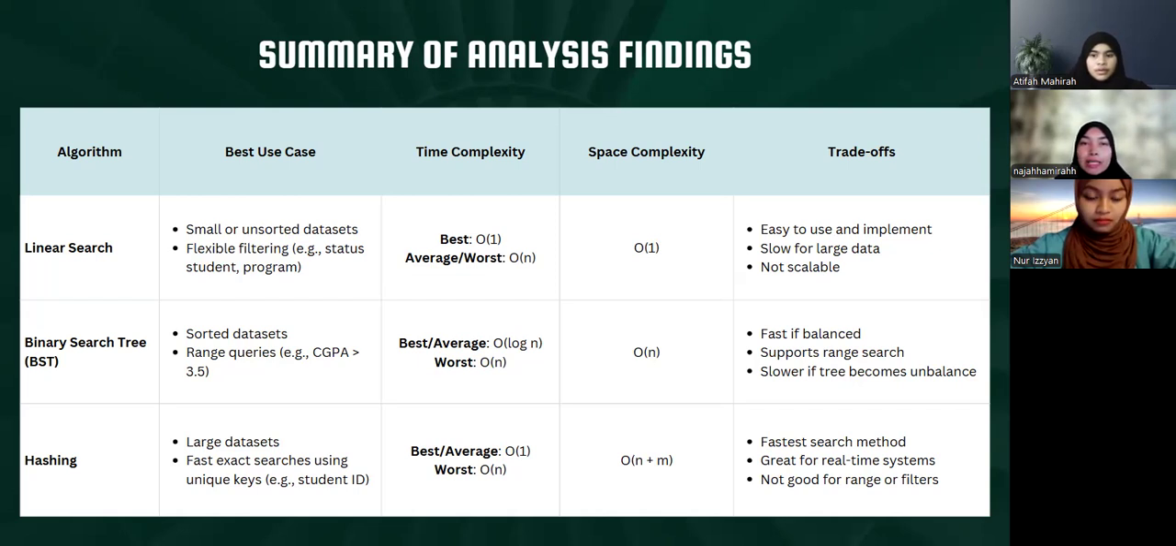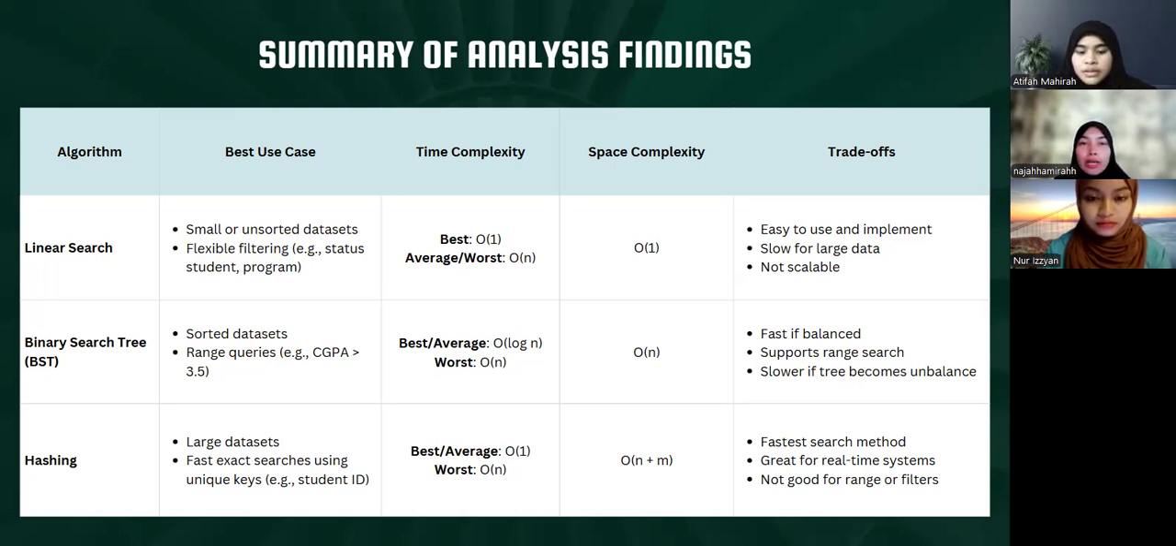And lastly is hashing, hash table. Hashing is the fastest among all, especially when searching by a unique key like a student ID. It can find data almost instantly with an average time complexity of big O of 1. It's perfect for big system with a lot of record, but it does not work well for range search or when we want to filter by general attribute. Also, it needs extra memory to handle collision.